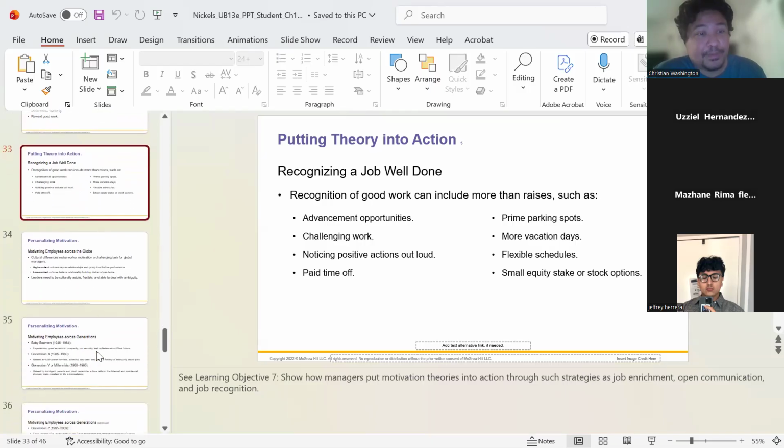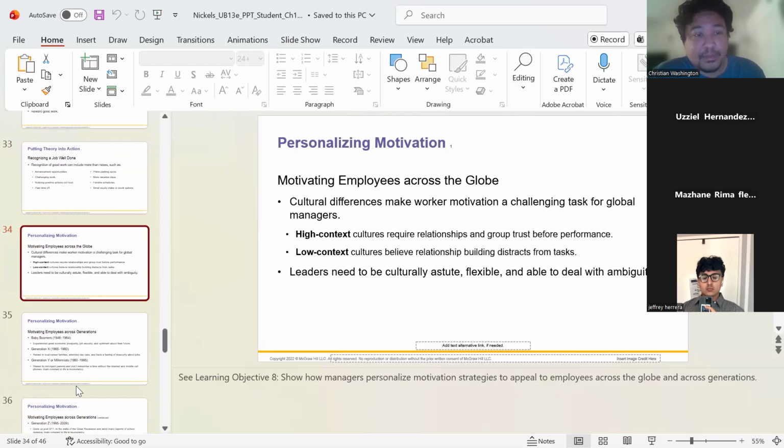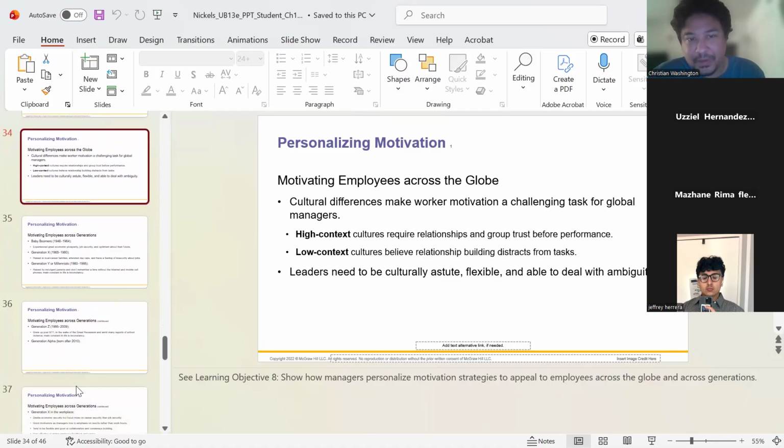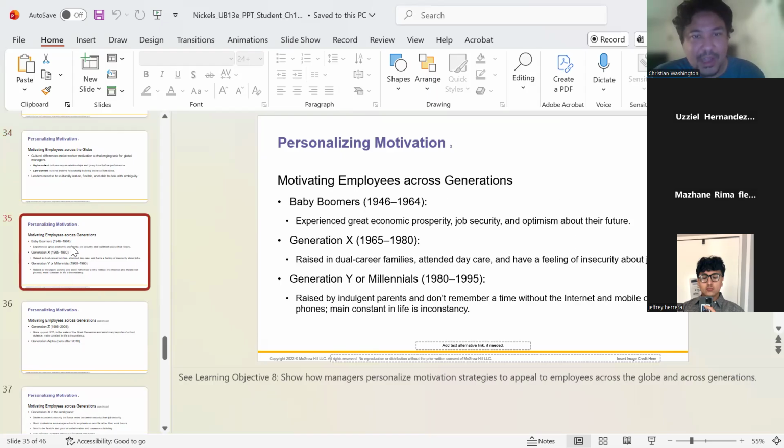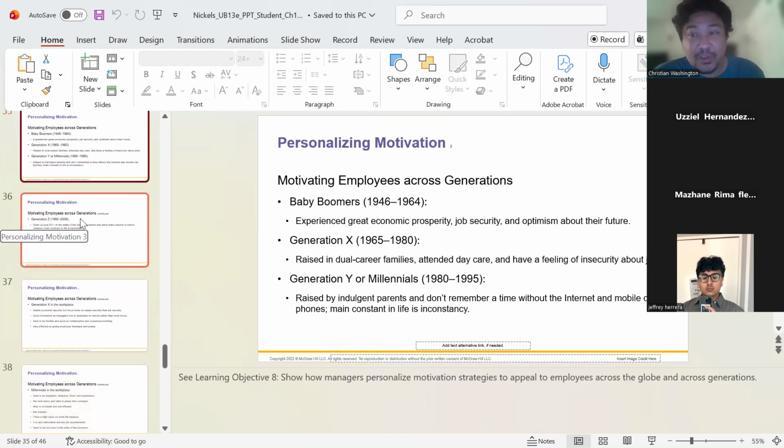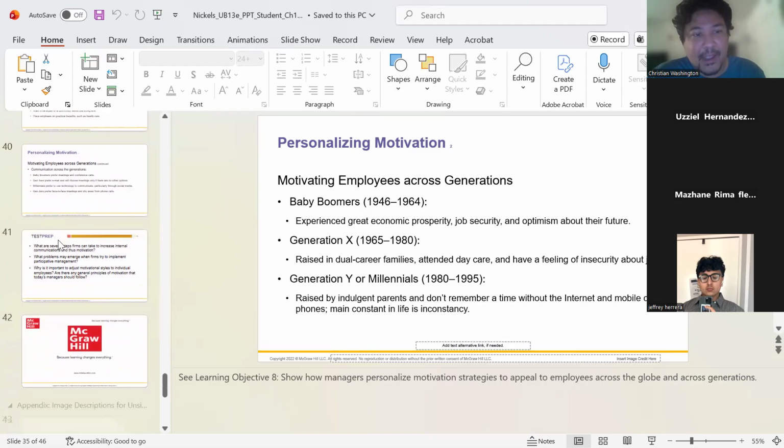And this one's talking about cultural differences, right? High-context cultures require relationships and group trust before performance, and low-context cultures believe relationship building distracts from the task. So understand the cultural context of all this, because we didn't discuss cultural context, right? Your cultural context is going to really affect your perspectives, your beliefs, your motivators, what motivates you, your values, which affects your perception, which is going to affect all those psychological and motivating factors. So it's just touching base and discussing that.